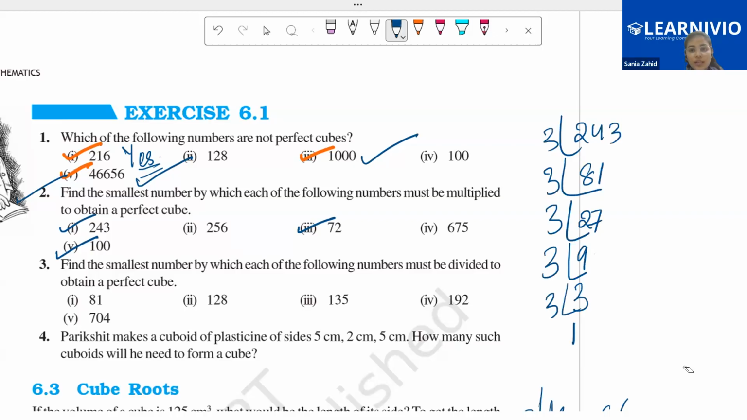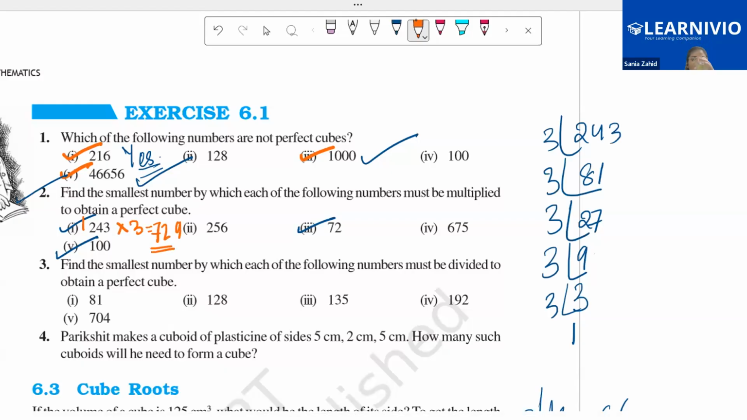Okay. So, is this a perfect cube? No. Then with which number must we multiply? We must multiply 243 with one more 3. Yes. And what's your answer? 729. That's good. Next, 72. Mustafa, tell us.